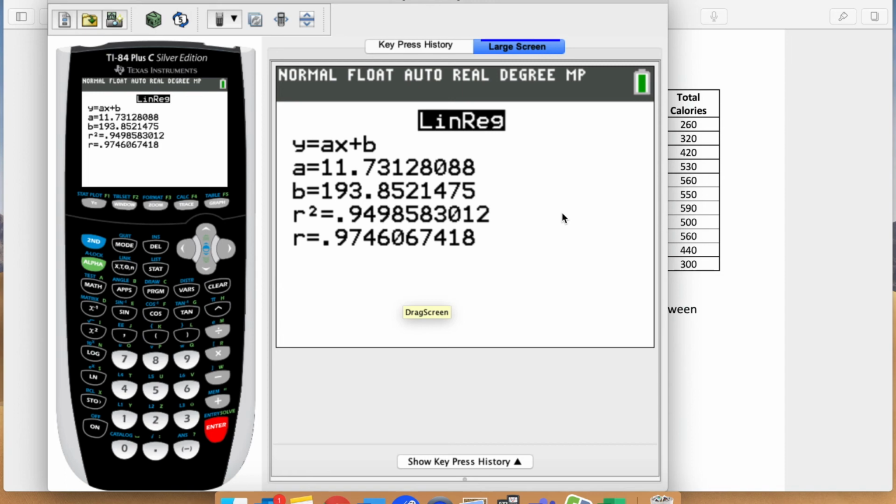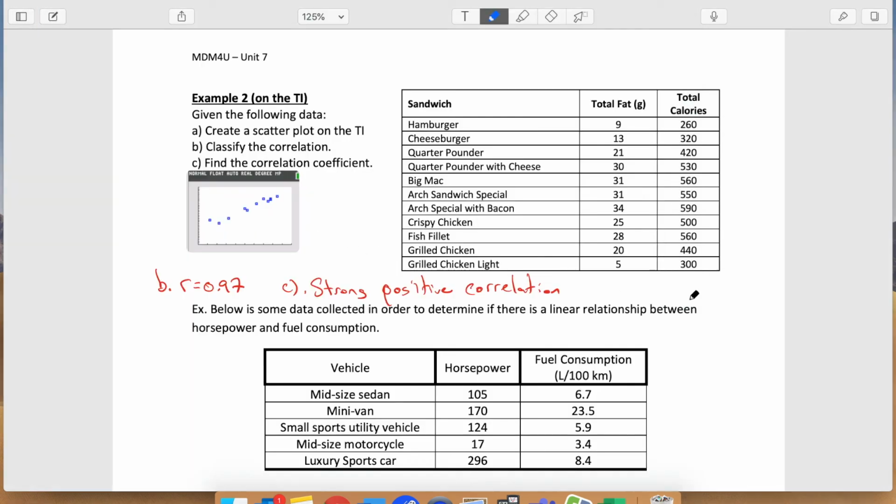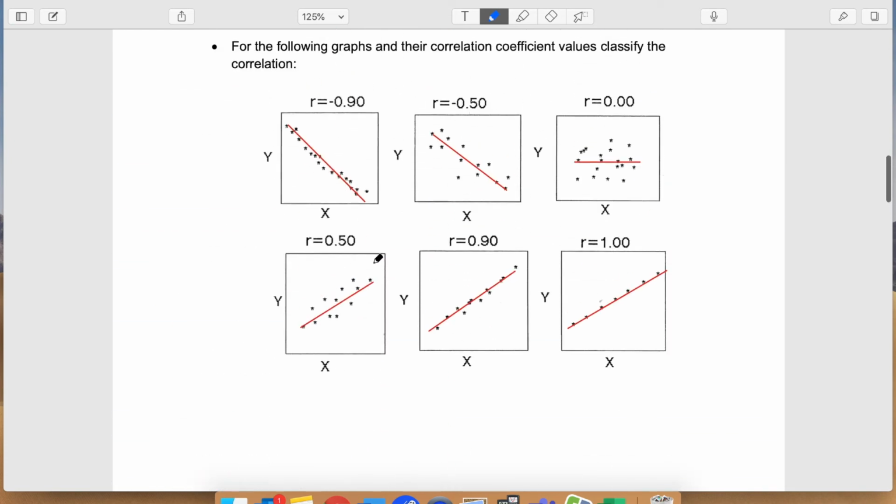What it does is it creates the line of best fit for this data, where A is the slope, so ax plus b instead of mx plus b. A is the slope, b is the y-intercept. The r squared is the correlation coefficient squared. What we want is this. This gives us an r value of 0.97, which I've written here. So I get a correlation coefficient of 0.97.